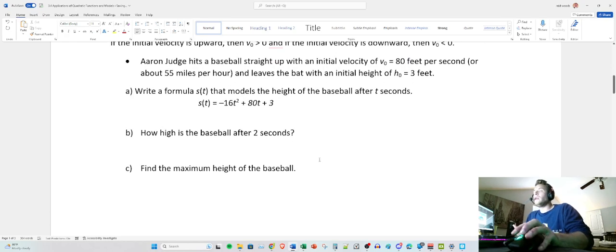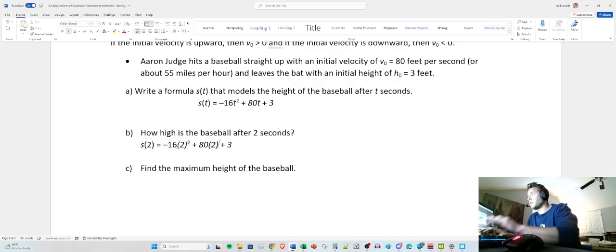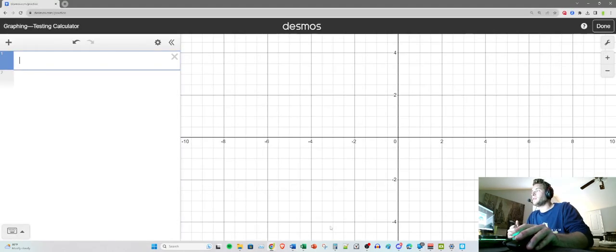Now, always with these, we have a couple of options. We could use this formula, and it asks how high is the baseball after 2 seconds. That means we take this and plug in a 2 everywhere there is a t. We'll rewrite that here, and we could easily calculate it and be done, but I would love to show the graphical way of doing this as well.